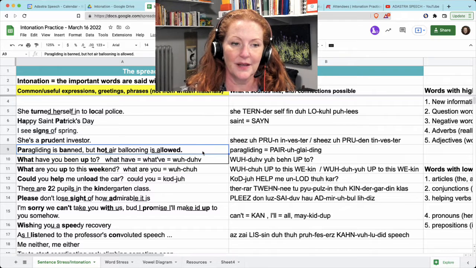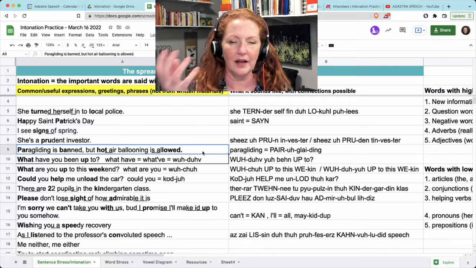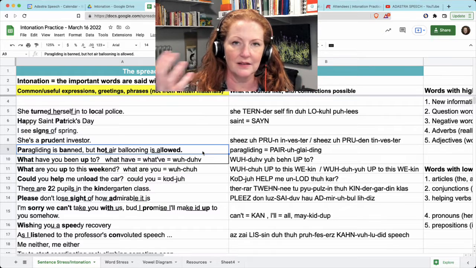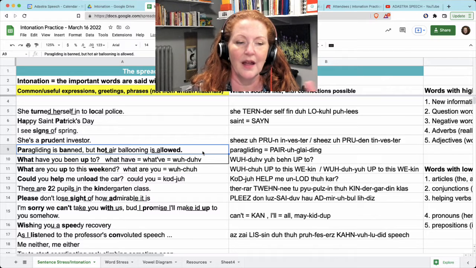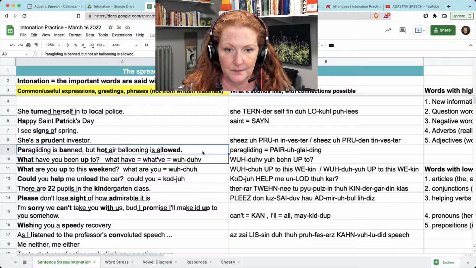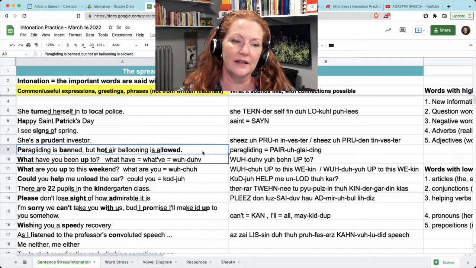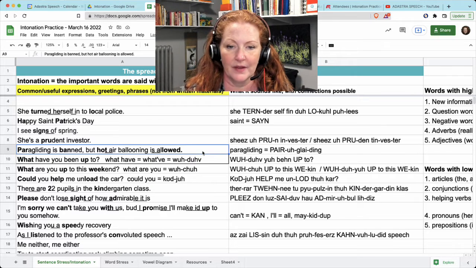This one is a good example of contrasts. You have the contrast of paragliding and hot air ballooning, and banned and allowed. So those four things will be emphasized. Paragliding is banned, but hot air ballooning is allowed. Paragliding is banned, but hot air ballooning is allowed. And paragliding sounds like pear.